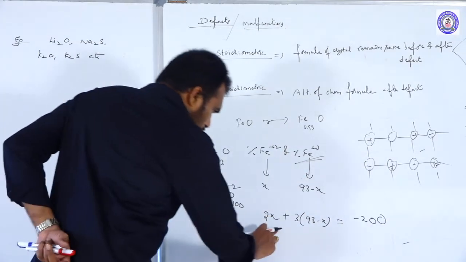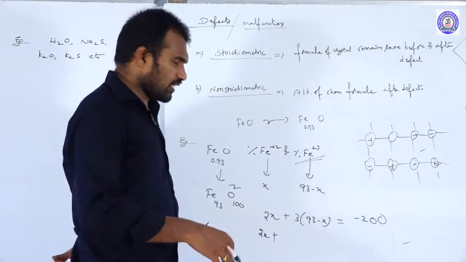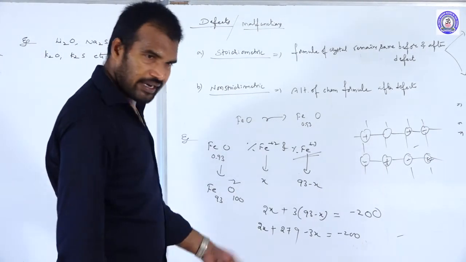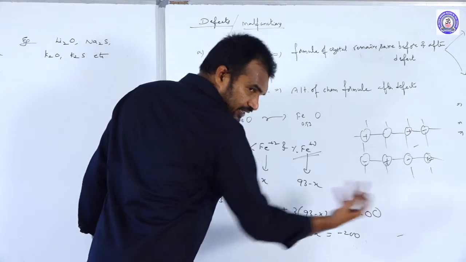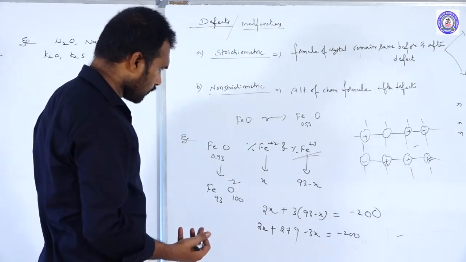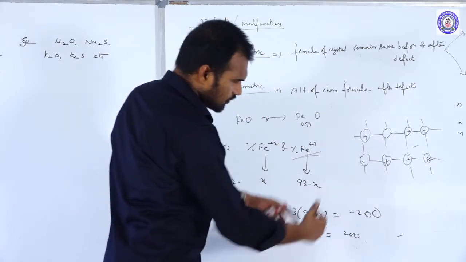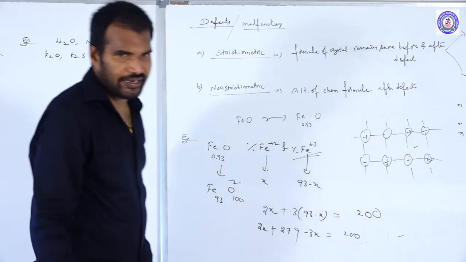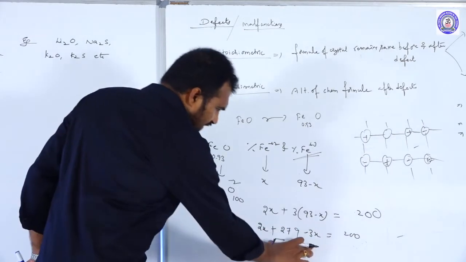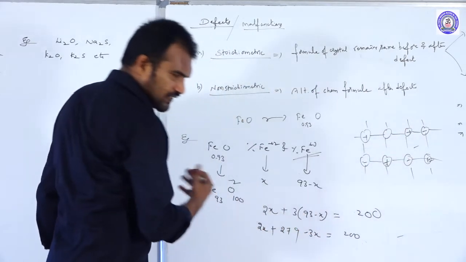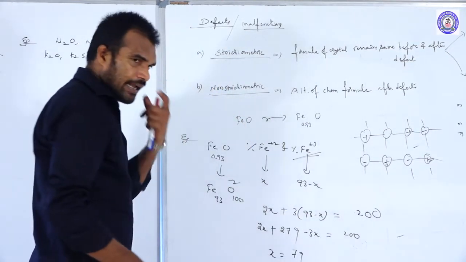Now, 3 into 93 is 279. So 2X plus 279 minus 3X is equal to 200. Then 2X minus 3X is minus X. Magnitude of positive charge is equal to magnitude of negative charge, so you can equate to 200; only magnitude, no need of sign. So you bring minus X to that side and 200 to this side. Then X is equal to 279 minus 200. How much will come? 79 will come.